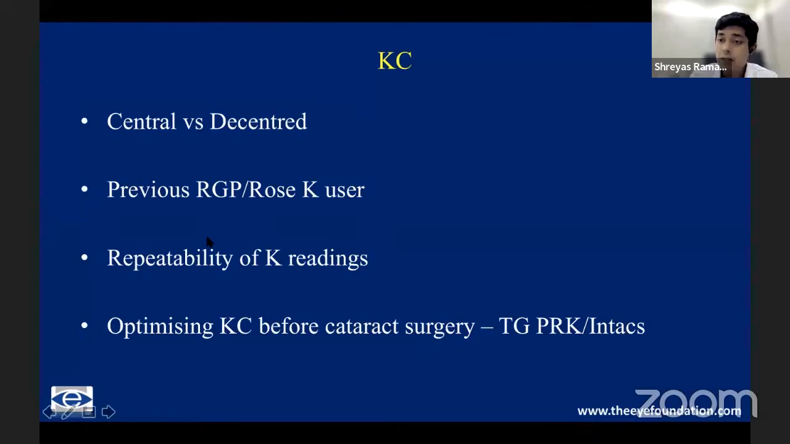Was the patient a previous RGP or ROSK user, and are they willing to continue wearing contact lenses after cataract surgery? If that is the case, then the debate ends here, because then monofocal is the answer, because any irregular astigmatism is going to be taken care of by the contact lens itself.